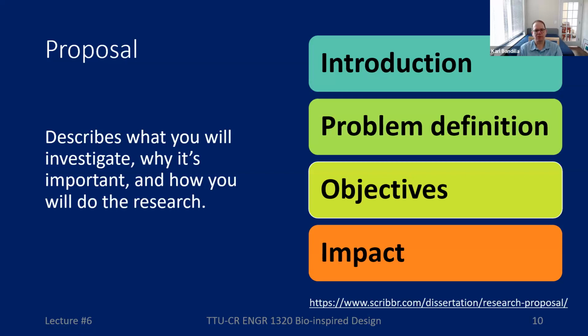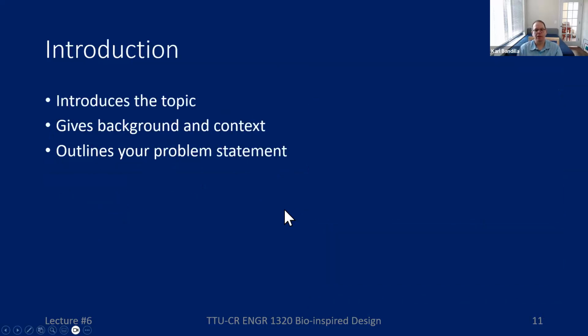All right, let's talk a little bit more about our proposal. So basically it will describe what you will investigate, why it's important, and potentially how you'll do the research, although that's a little bit more part of the annotated bibliography, right? So you'll start with an introduction, which kind of sets the overall groundwork. Then you will give the problem definition, the objectives, and the impact. And we're going to go through each of those in a little more detail.